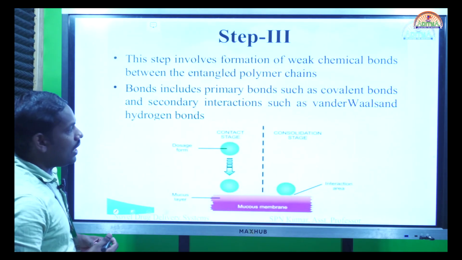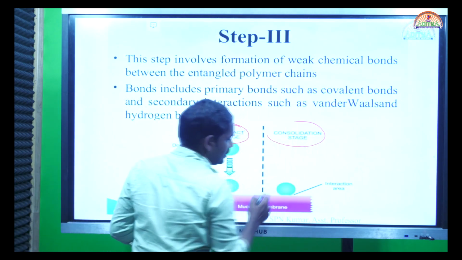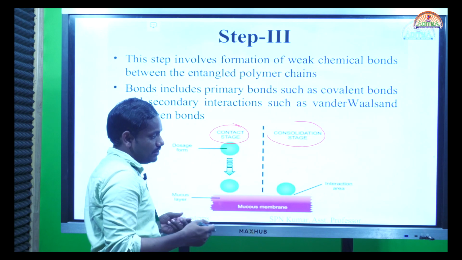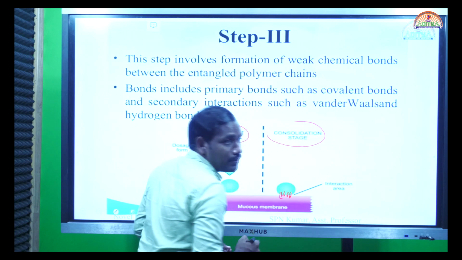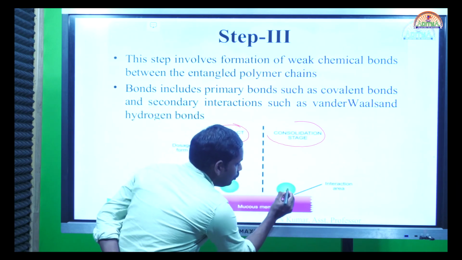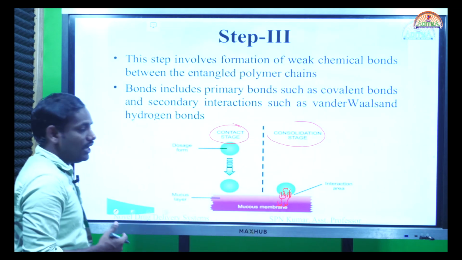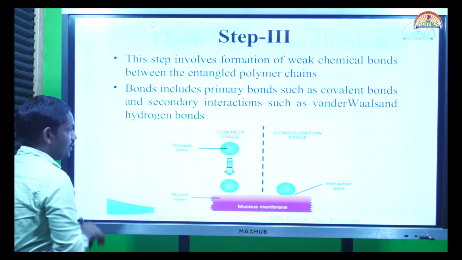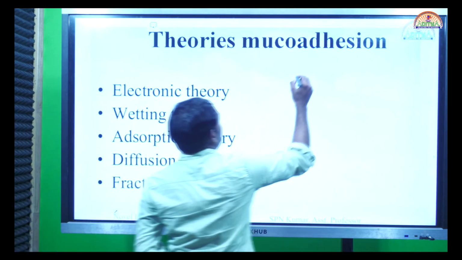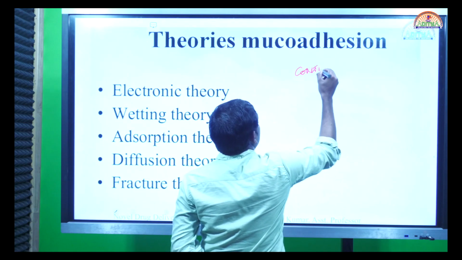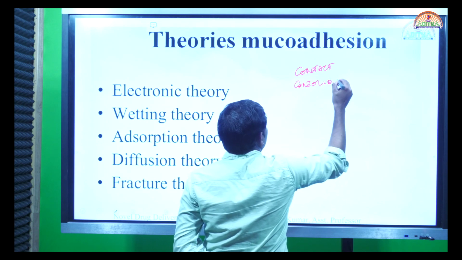So step 3. There are 2 points here: one is the contact stage, the other is the consolidation stage. Once the entanglement is done, your polymer molecule will be tightly bonded to the mucous membrane. Once it is bonded, your drug molecule will be slowly released into the systemic circulation. So you will have a slow and controlled drug release into the systemic circulation. We have seen that there is a contact stage and a consolidation stage. So how do this contact and consolidation occur?